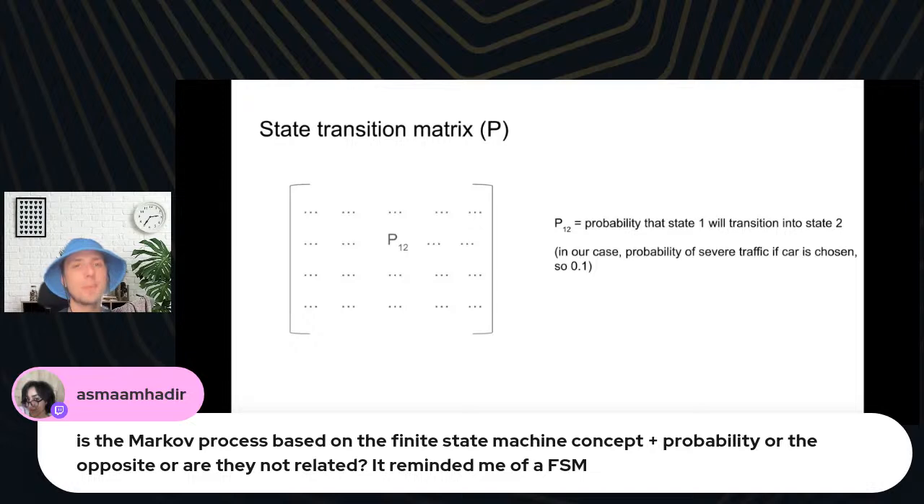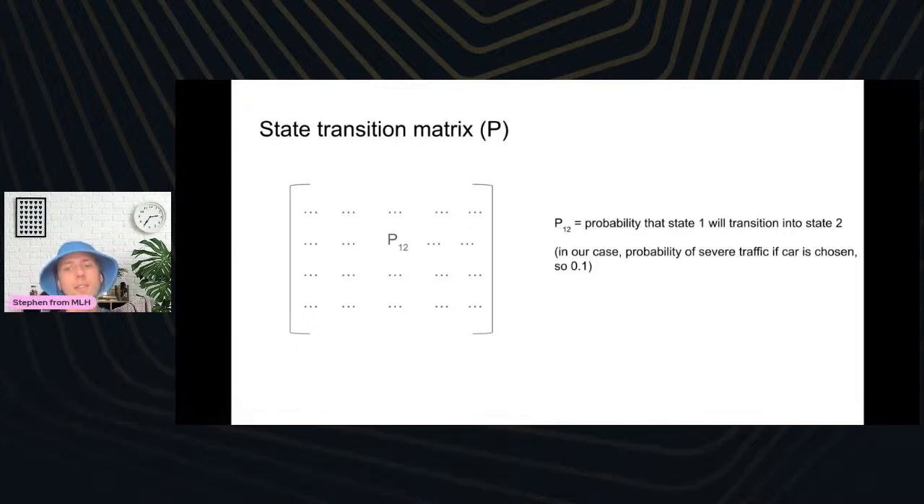Keep in mind that the Markov process is a stochastic model, so it's random, and not all finite state machine models are random. That would definitely be something to keep in mind. But yeah, that's a super interesting question.